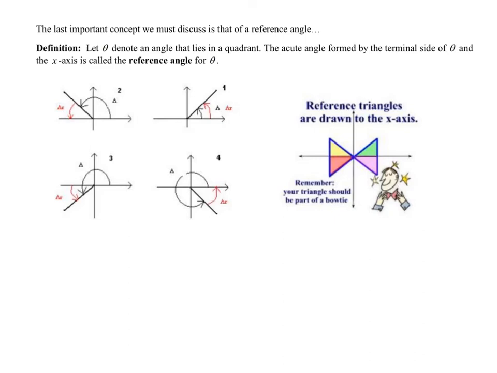Okay, the next important concept we want to discuss is reference angles. So here's the definition of your reference angle. There are two important things here that you need to realize. A reference angle is always an acute angle. And so what that means is that the reference angle is always between either 0 and 90 degrees or between 0 and pi over 2 radians. That's what it means to be acute, either between 0 and 90 or 0 and pi over 2.